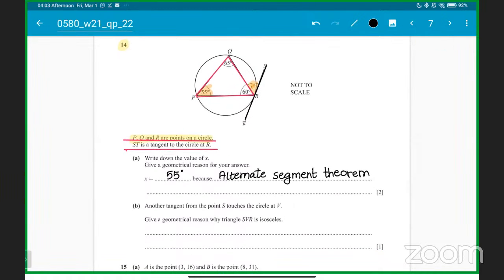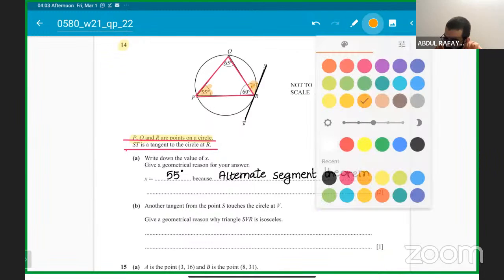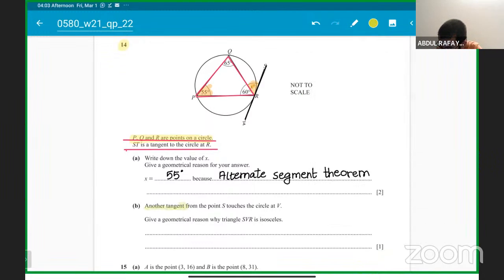Then they are saying that we have another tangent. Another tangent from the point S touches the circle at V. So there is another tangent from the point S. So this is the point S. Another tangent from the point S touches the circle at V. Give a geometrical reason why triangle SVR will be isosceles.